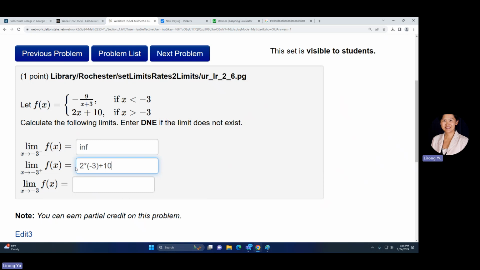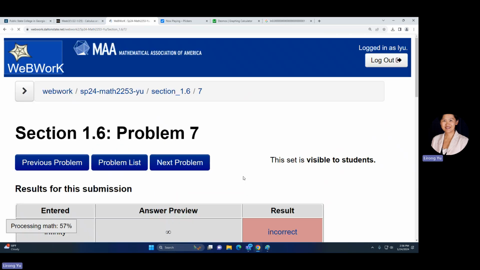And for the second one, we are approaching -3 from the positive side. We're not using that formula anymore, we're using this one. So we follow the second equation using x equals -3. And that's 2 times -3 plus 10, which is actually equal to 4. And then obviously the two are not equal, therefore the limit does not exist.